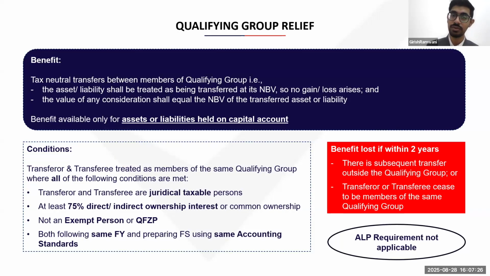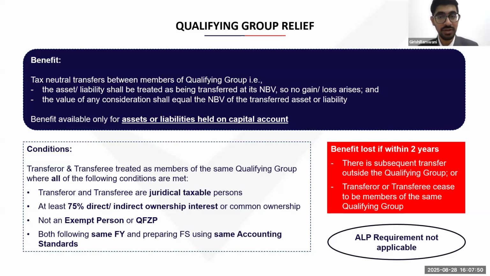It is allowing you to transfer on net book value itself and not to recognize any gains or losses. So ALP requirement would not be applicable where you are choosing qualifying group relief. Also, it is important to note that this is available only for your assets or liabilities which are held on capital account. Again, only non-current assets or liabilities, not current assets or liabilities.